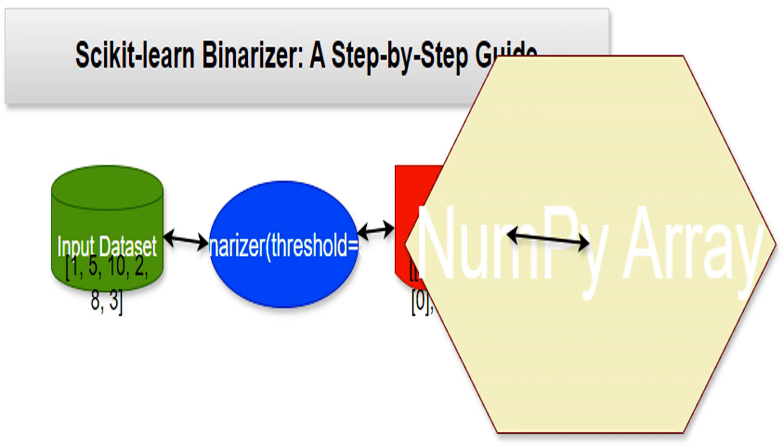This line specifies that the output of the binarizer is a NumPy array. NumPy is a powerful Python library for numerical computation. NumPy arrays are efficient and well suited for mathematical operations. NumPy arrays are a common data structure used in scikit-learn, facilitating efficient calculations and operations.